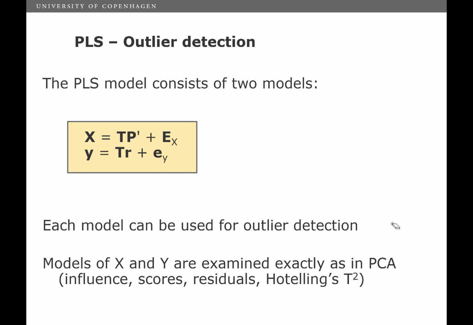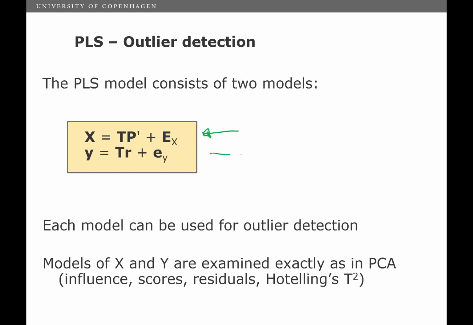Let's talk a little bit about outliers. In PLS, we have two models, more or less. We have a model of X, which looks similar to a PCA model. And you can do outlier detection exactly as in a PCA model. You can use your Hotelling's t-squared or leverages. You can use your residuals, the residual sum of squares, and you can look at score plots and things like that. So you can do exactly the same.